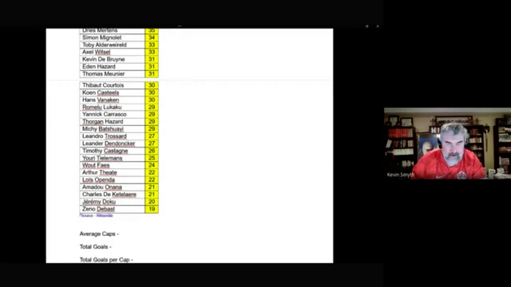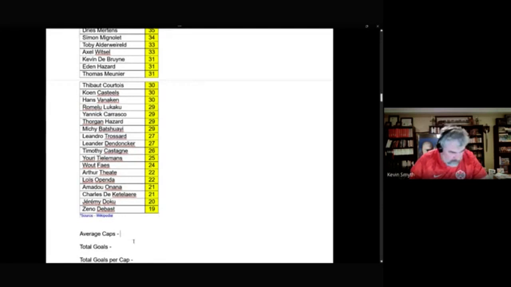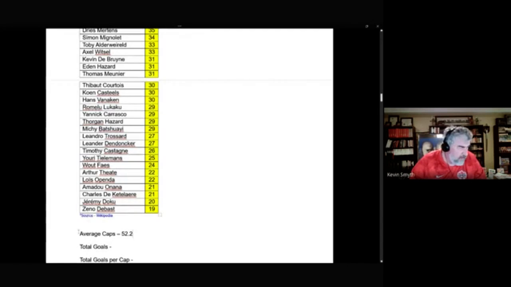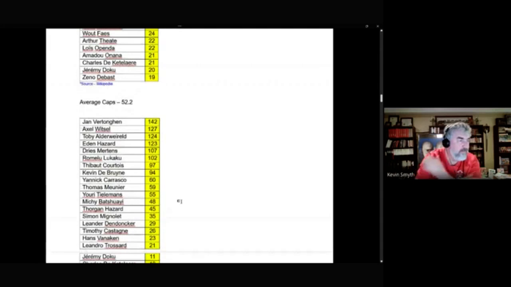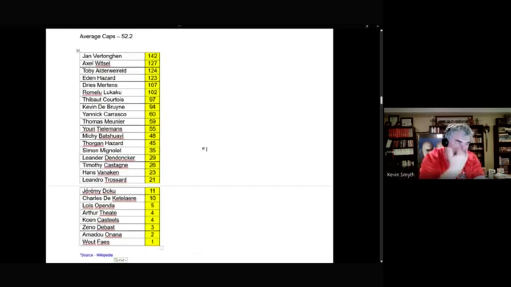Okay, let's look at the average number of caps. The average for Belgium is 52.2. And here we have another chart with Jan Vertonghen at the top, which makes sense because he's the oldest. Jan Vertonghen with 142, and altogether there are 6 players with more than 100 caps. Then we have 2 with almost 100 caps, and then it drops down to 60 caps. So a really well experienced team.